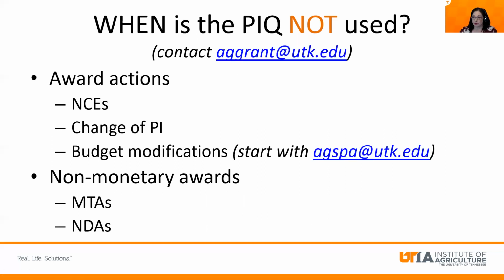When do you not use the proposal intake questionnaire? When do you contact Ag Grant instead? Anything that's an award action. So if you're requesting a no-cost extension, if you need to change a PI, if you need to do a budget modification, and keep in mind when you're doing that, you also need to notify Sponsored Programs Accounting. If you're doing a non-monetary award, such as a material transfer agreement or a non-disclosure agreement, those actions are not proposals, and you still need to contact Ag Grant to get those things started.